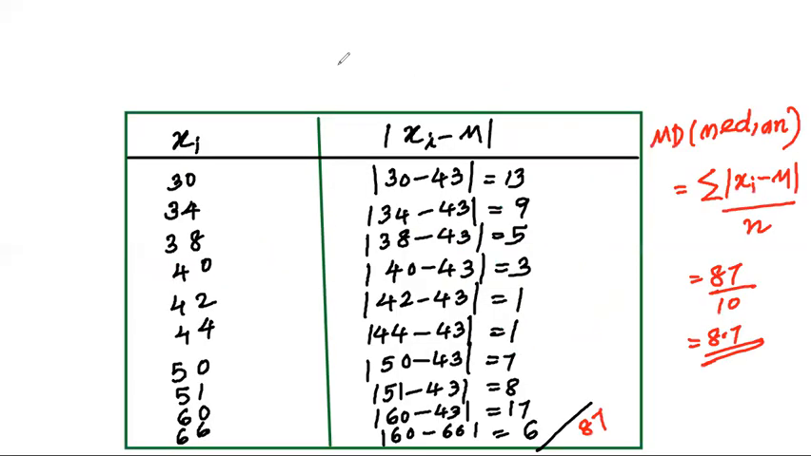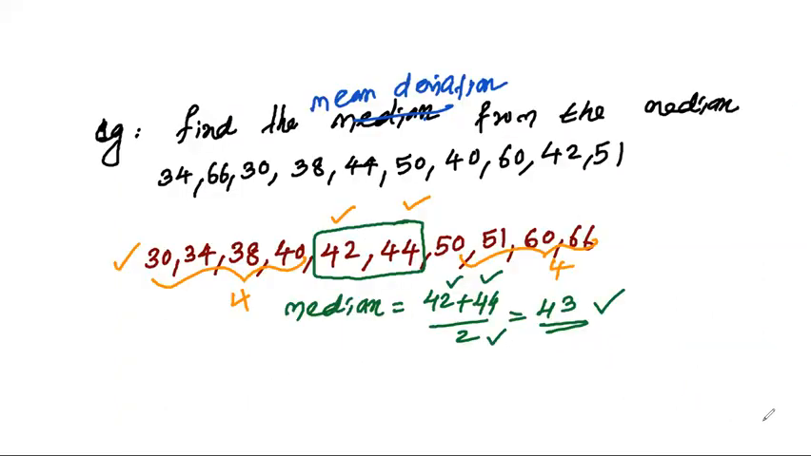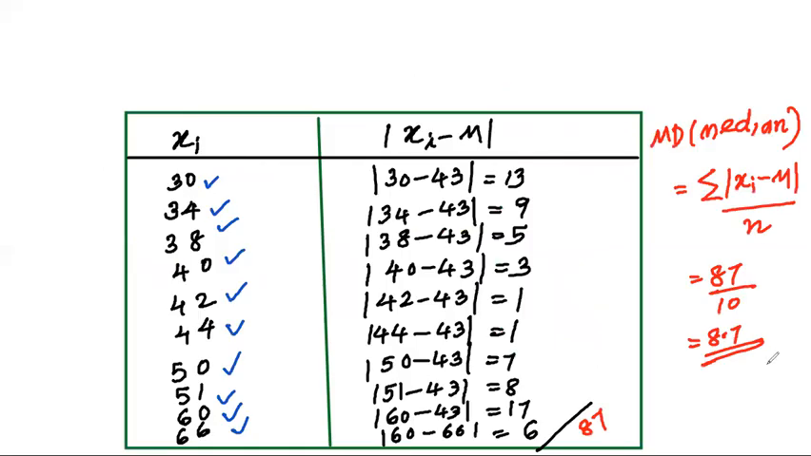In order to find mean deviation about median, listen all of you here. I am writing the given values of xi, that ungrouped data, here in ascending order. We know that in order to find mean deviation about median, from each observation we have to subtract that median. So 30 minus 43, 34 minus 43. After finding the difference between xi value and median, we have to take its modulus. These are the positive values after taking modulus.